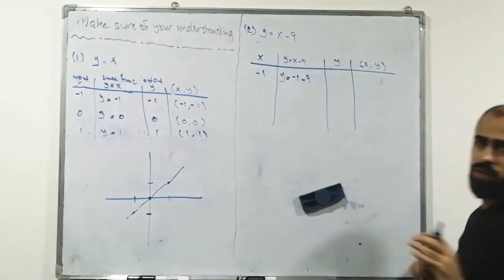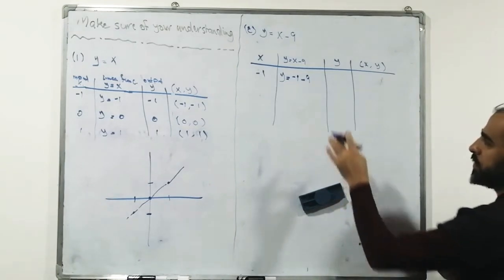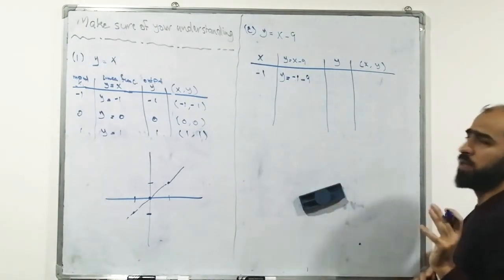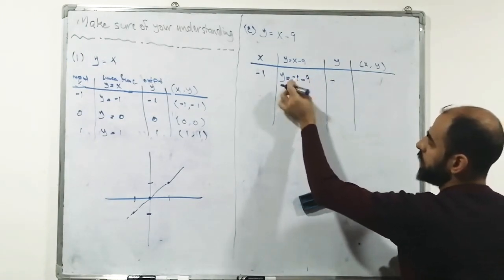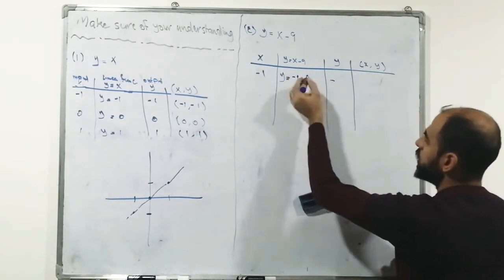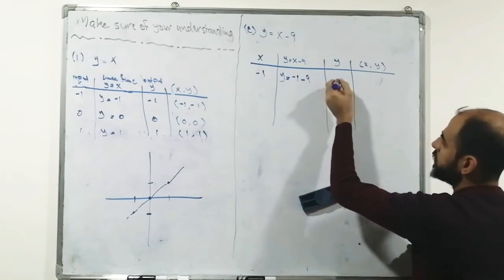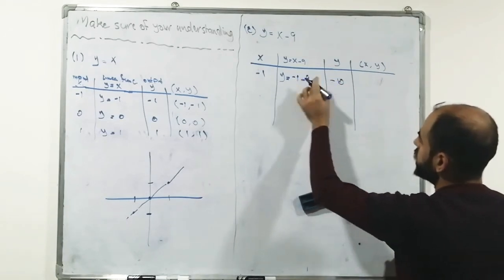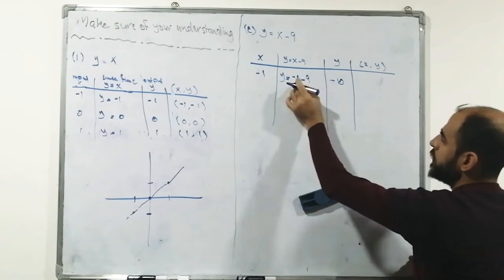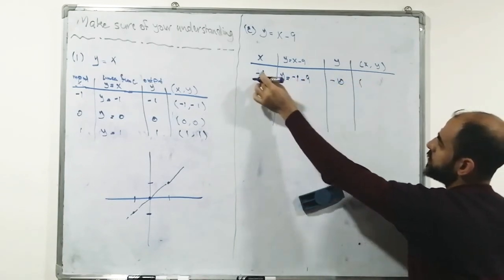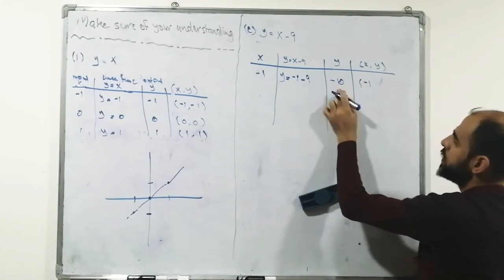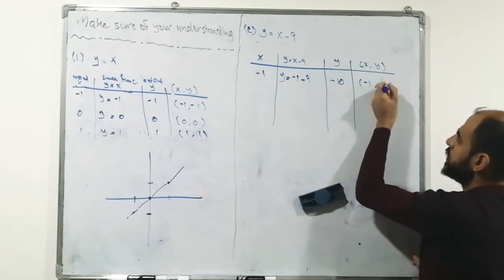We have two numbers that have the same sign. When they have the same sign, we take the same sign, then we add the numbers: 9 plus 1 equals 10. So the first order pair is minus 1 and minus 10.